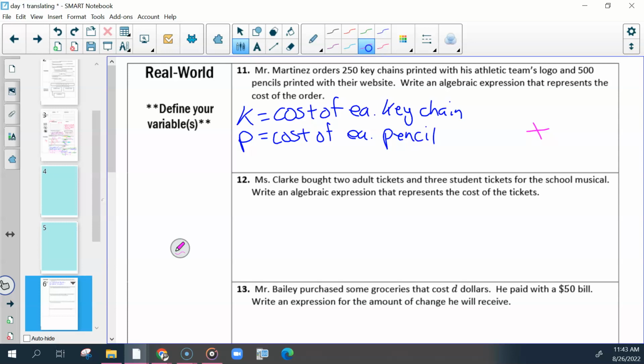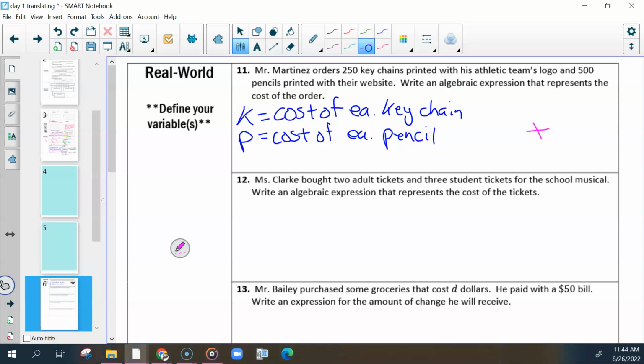What this doesn't necessarily say is another hidden operation. Because we know that these represent the cost of each keychain. If I knew the cost of each keychain and pencil, and I multiplied it to each of the keychains I have and each of the pencils we have, we would get the total cost of all of the keychains and all of the pencils. So we're going to be multiplying 250 and k and 500 and p and adding.